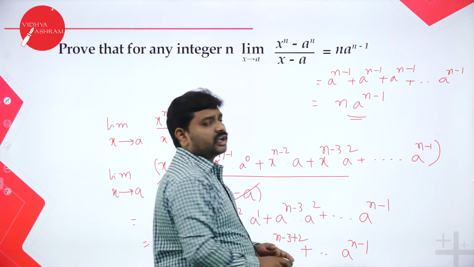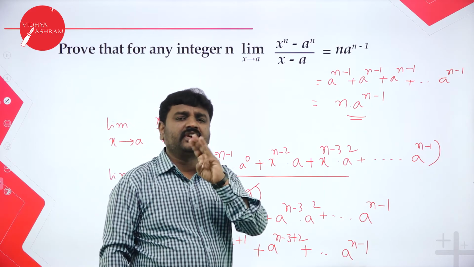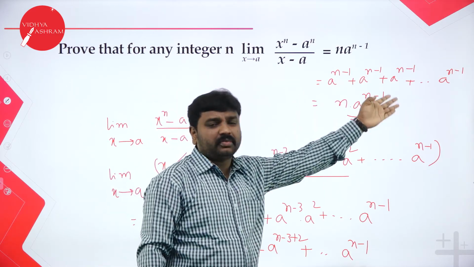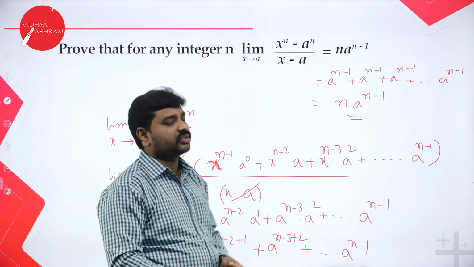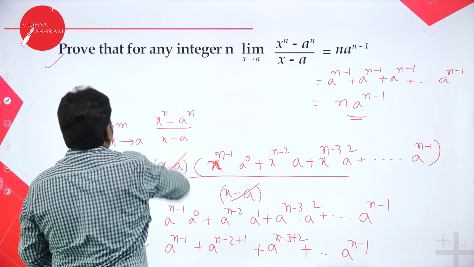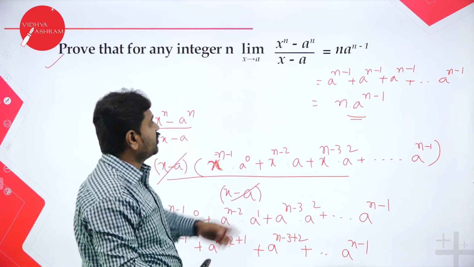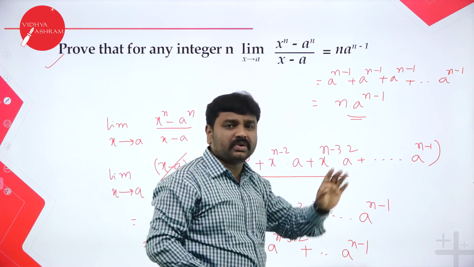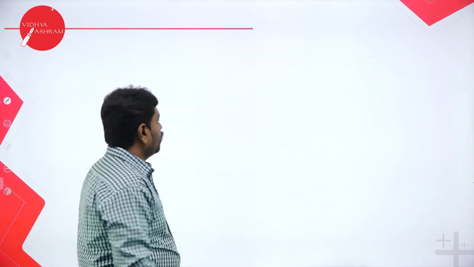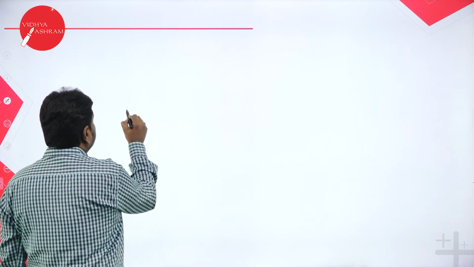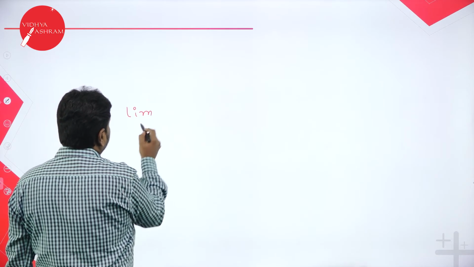Hence the proof. If you have 5, 5, 5 three times, it is 3 fives. Like that a power n minus 1, a power n minus 1, n times is n into a power n minus 1. This is the second important theorem. Limit x tends to a, x power n minus a power n by x minus a is what? N into a power n minus 1. So we proved two theorems. So remember these theorems which we use in problems.